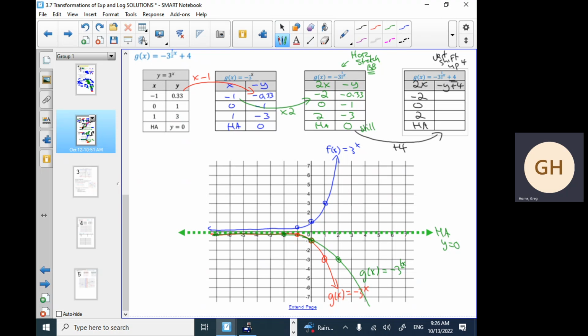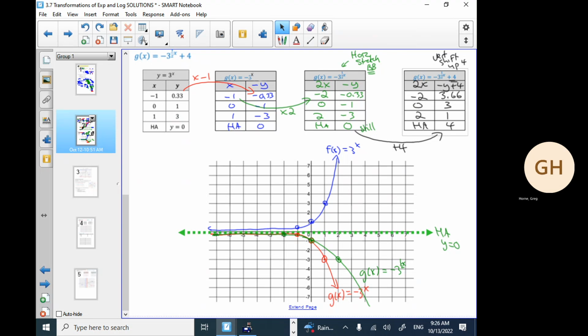All right, so we are adding 4 to things. I'll skip the calculation there. You can add 4 to a number. You get 3.66, and add 4 to that. You get 3, add 4 to that, 1, add 4 to that, 4. So of course, all points would have shifted 4 steps. I'll show that first.